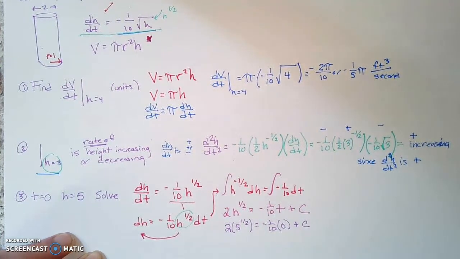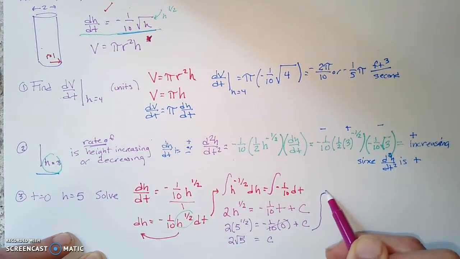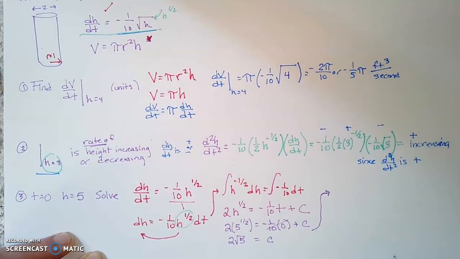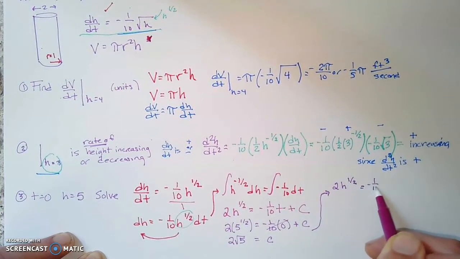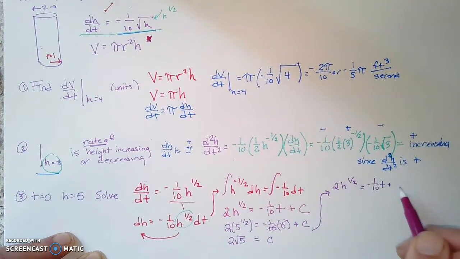So that means that c is equal to exactly what this is right here. Now we'll have our calculator so we can find it out. I'm just going to write it as 2 radical 5 for right now. You can leave it as 2 times 5 to the 1/2. And now I'm going to rewrite the equation over here and get h by itself. So the equation is 2h to the 1/2 equals negative 1/10 t plus 2 radical 5.